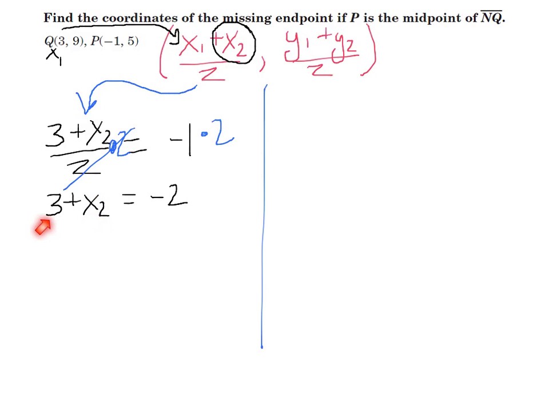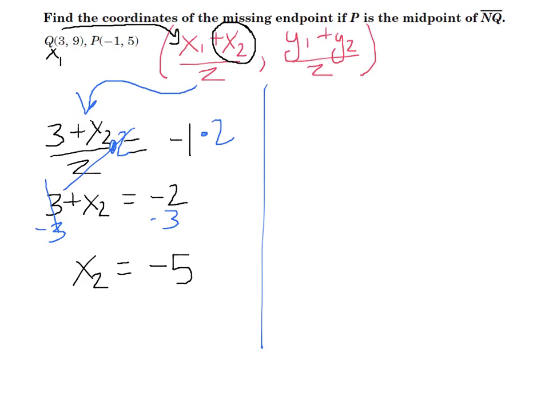So we need to get rid of this 3, because I want x sub 2 all by itself. The 3 is being added, so to get rid of it, I subtract it. That's going to get rid of that and leave me with just x sub 2. And then negative 2 minus 3. If I start at negative 2 and then subtract 3 more, think about that on a number line. Moving to the left on the number line would put me at negative 5. So the x-coordinate of the other endpoint is negative 5.